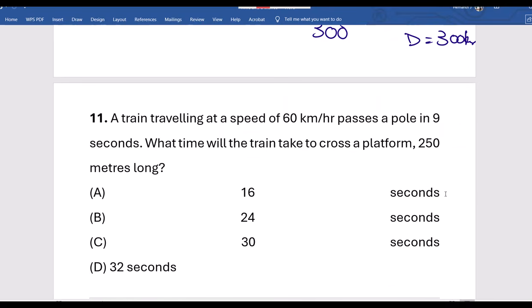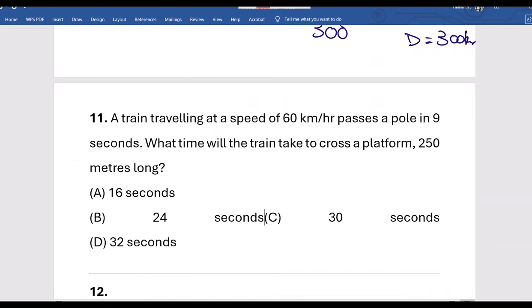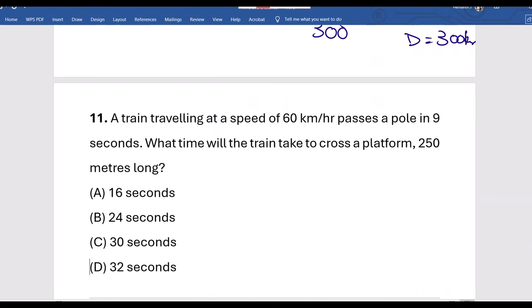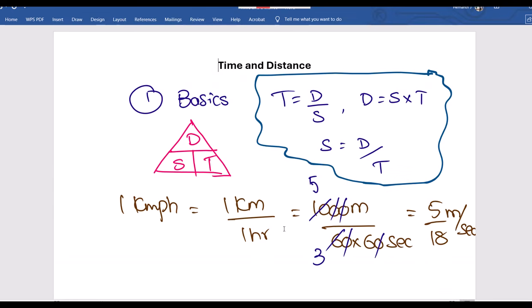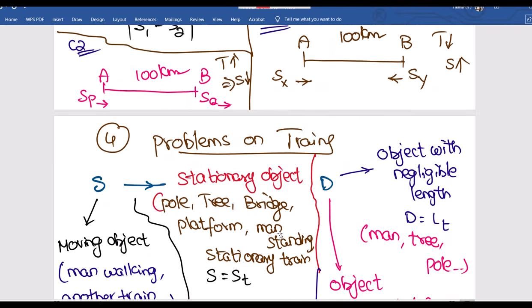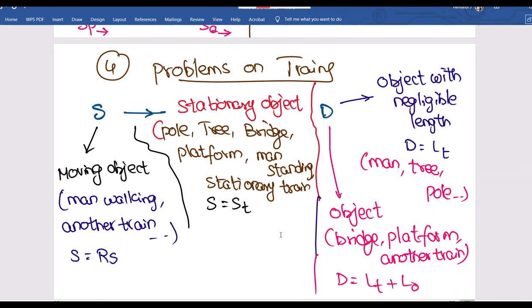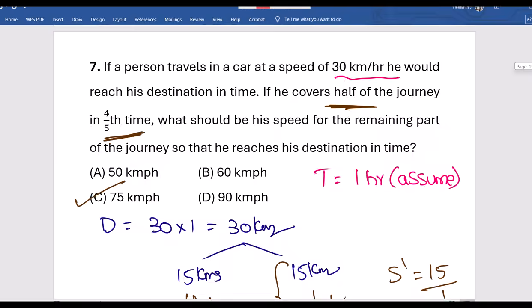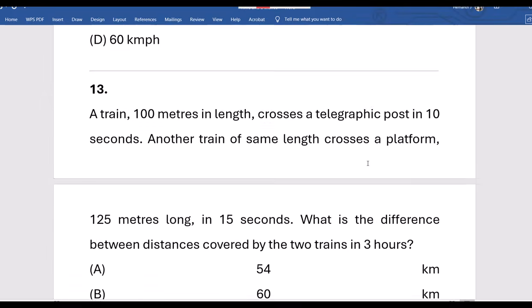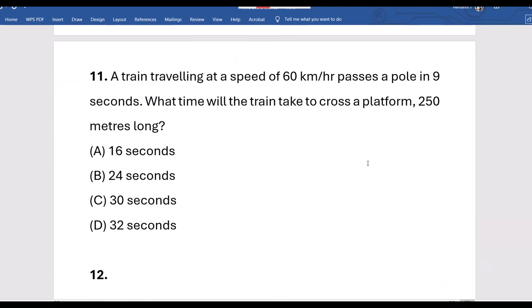What about this question? Now, what is this concept? Train crossing a pole. Introduction, we already gave. Average speed, relative speed, train crossing stationary object, train crossing moving object. We have distance, all these cases we already discussed in introduction. Boats and streams, everything, intro completed. Now, using that, let's try to handle this question. Here, train crossing a pole. Sir, what is the distance? What is the speed? What is the timing?